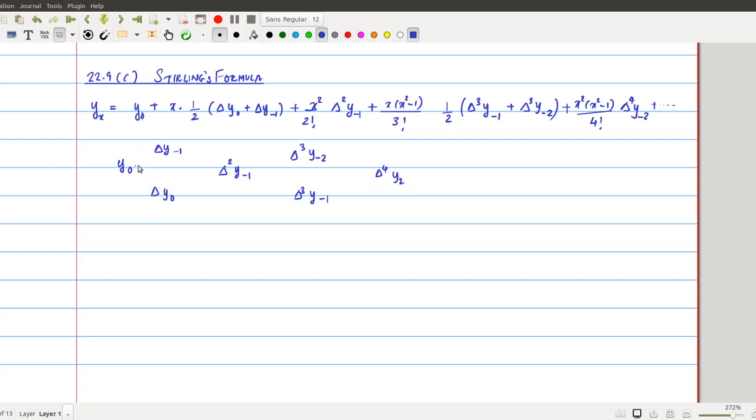First we choose y naught, then we take the average of these two numbers. Okay, so that is 1 by 2 times delta y naught plus delta y minus 1. Now we again come to this. Okay, so that is delta square x square by 2 factorial times. So please remember this. You need to remember these numbers, these coefficients, otherwise you cannot apply this formula. So please remember this. This is enough.